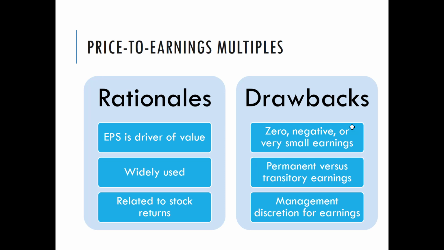Transitory earnings, on the other hand, just happen this year, perhaps because you made a huge gain on the sale of an asset. That's great for this year, but it doesn't tell me anything about what's going to happen next year. So I don't know that this particular profit is going to continue on in the future.